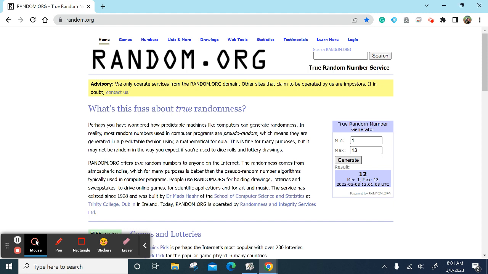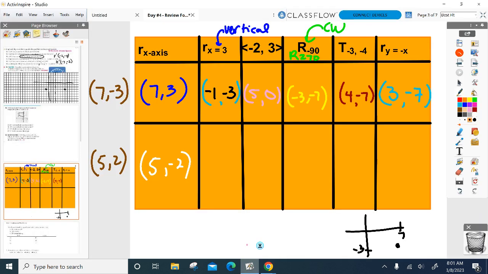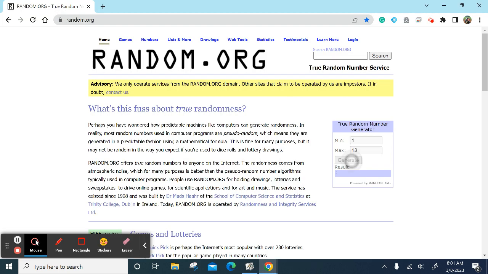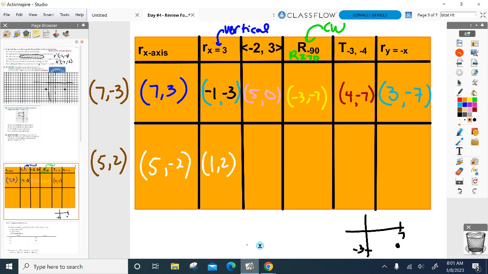Vertical line x equals 3. 9. Vertical line x equals 3. 1, 2. Translation, -2, 3. That's called vector notation again. I end up where for -2, 3? -2, 3.